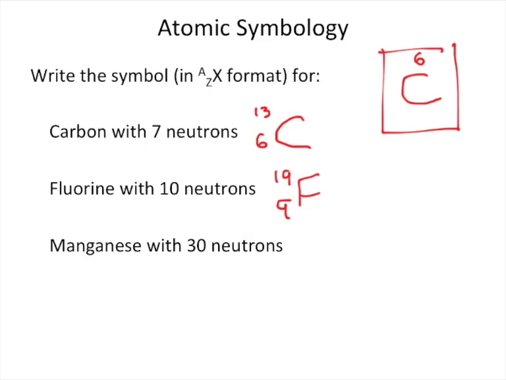When you have manganese, the symbol here is Mn. Be careful not to get manganese confused with magnesium, which is Mg. So manganese has 25 protons, so the 25 goes down here. Then the number of neutrons plus the number of protons makes 55, and that goes up there. Okay, so this is how we denote elements with a specific number of protons and neutrons in this format.